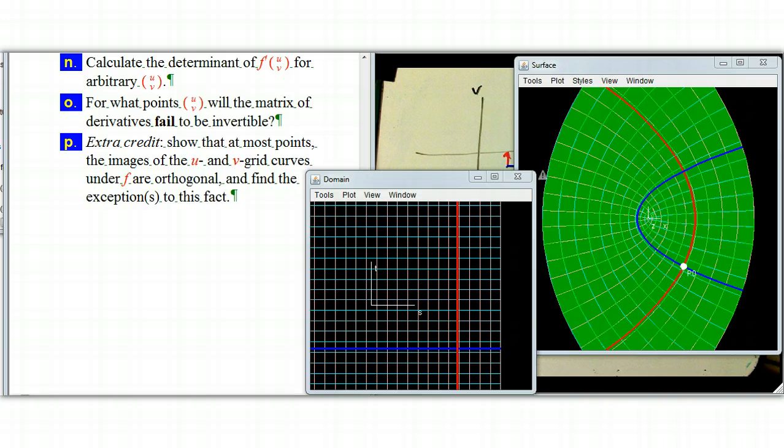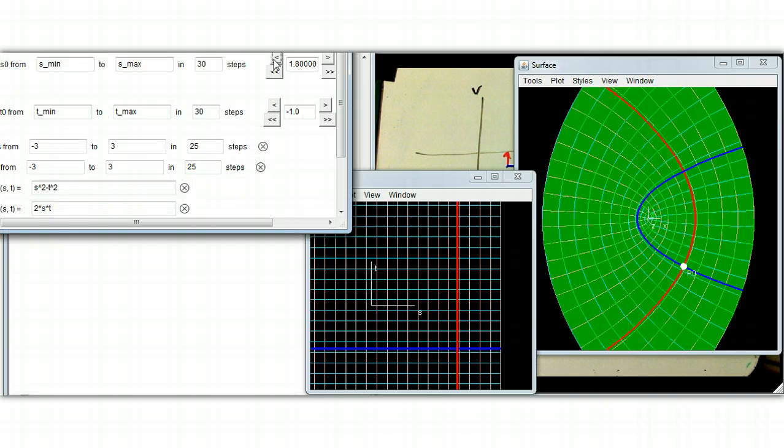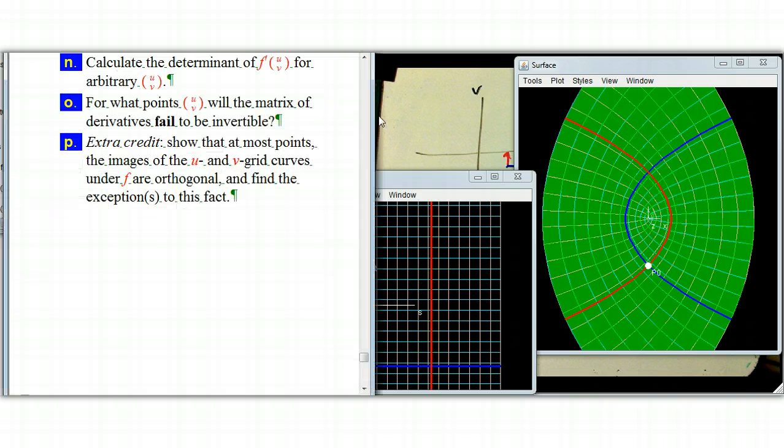Let me show you one of the things that this program can do. We can step through and see where everything goes. So these red lines, where the horizontal coordinate is constant, go to certain parabolas, and then the blue curves go to this other family of parabolas that seem to be always orthogonal. Okay, and we want to get to that, except we want to think if there are any exceptions, if there's anything weird about that. So here's the first question.